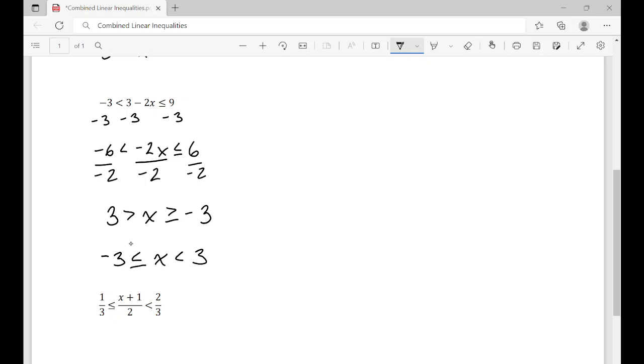This says that x is between negative 3 and positive 3. So negative 3 to positive 3. And since this is less than or equal to, negative 3 gets the bracket, and this is just less than, so it gets a parentheses. And so there is my solution to this inequality.